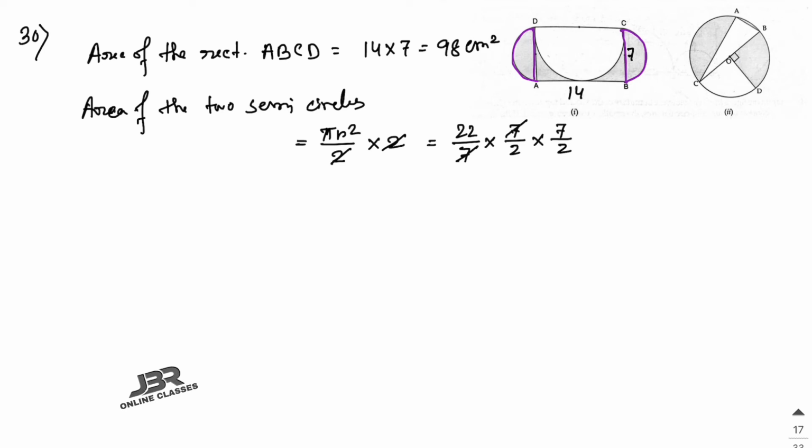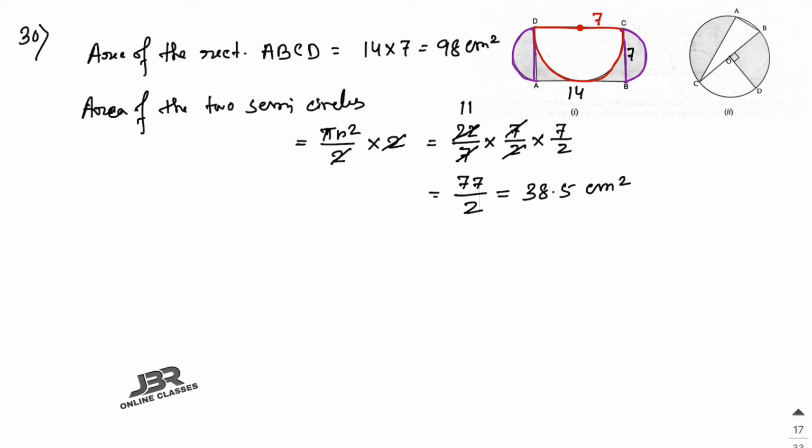So here 7 cancel out, 2 cancel out, is 11, so that one equals 77 by 2, that is 38.5 centimeter square. Okay, now here you have to find the area of this semicircle. Here DC is the diameter and that one is the semicircle. So if DC is the diameter, the radius is half of 14, that means 7.